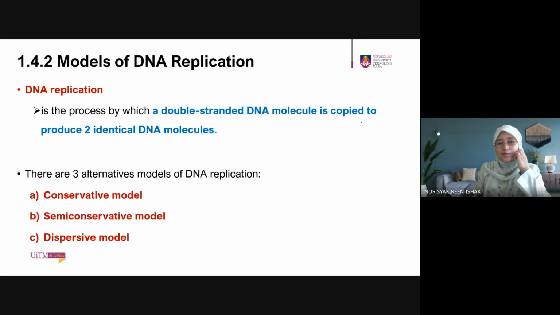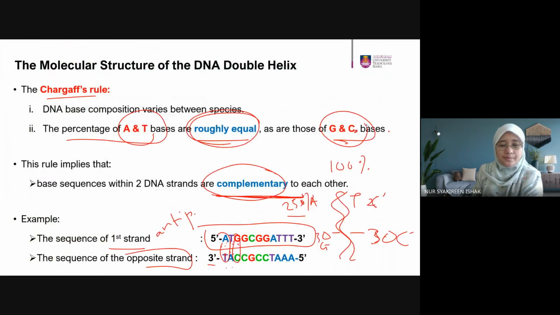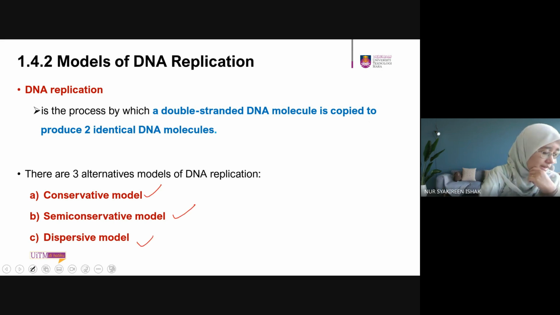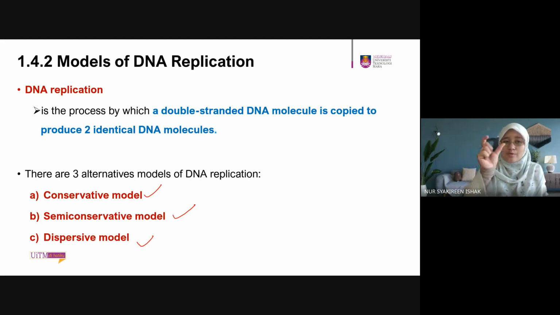Okay, so the second subtopic is models of DNA replication. DNA replication is the process by which a double-stranded DNA molecule is copied to produce two identical DNA molecules. There are three alternative models of DNA replication: the conservative model, semi-conservative model, and dispersive model. Basically, DNA is replicated from the parental DNA to become two daughter DNA molecules.